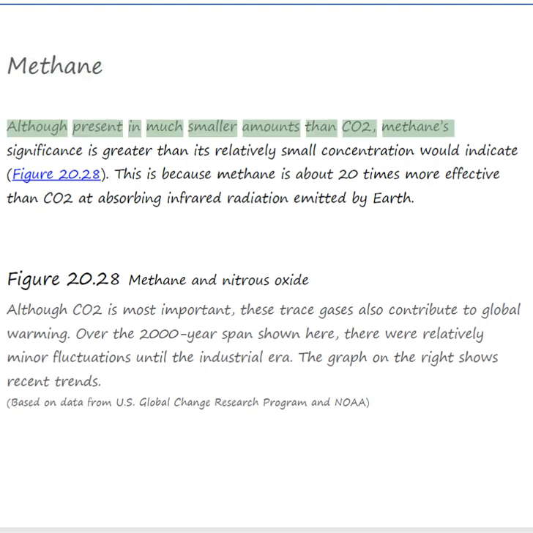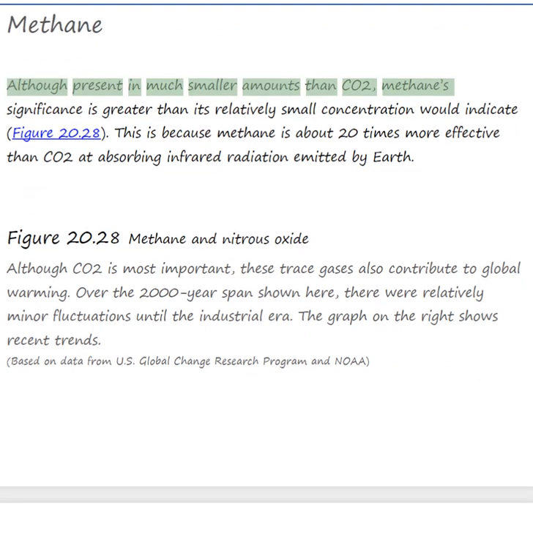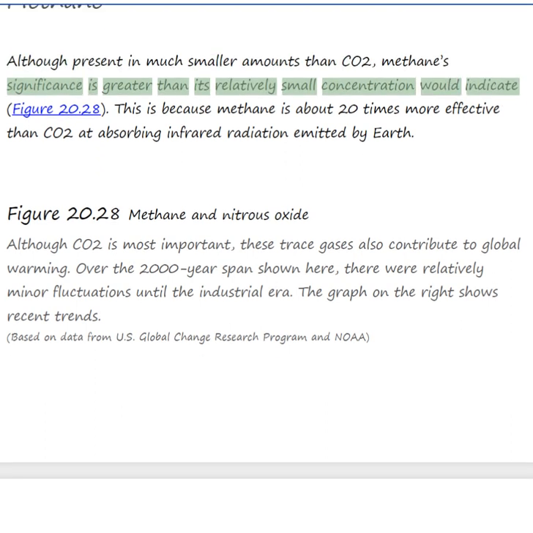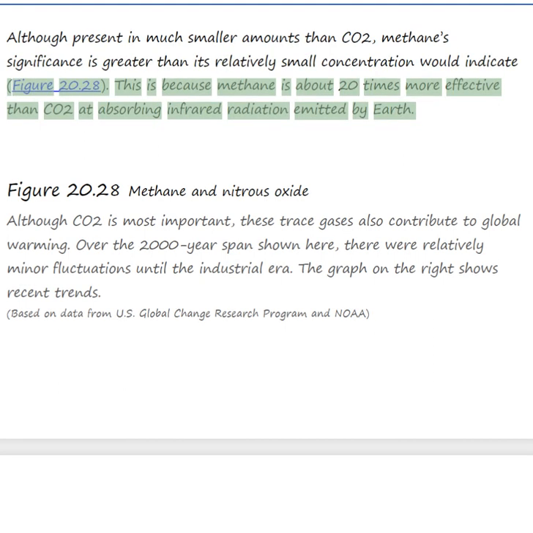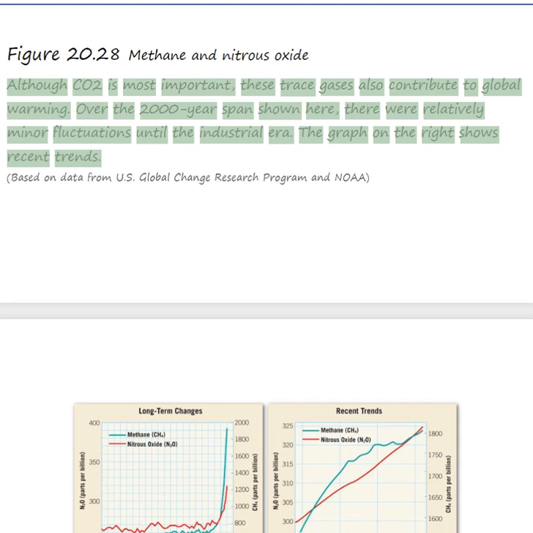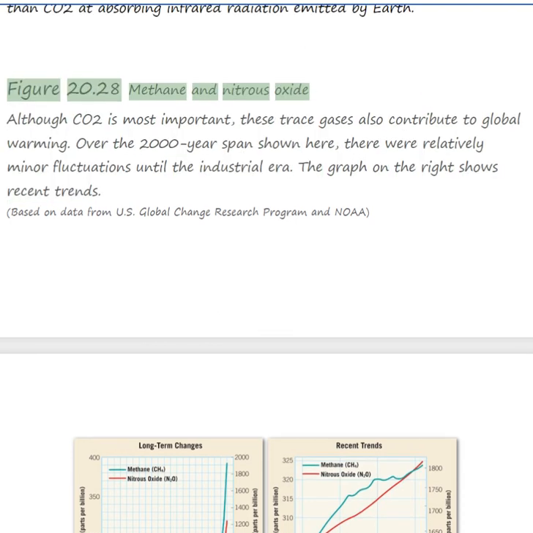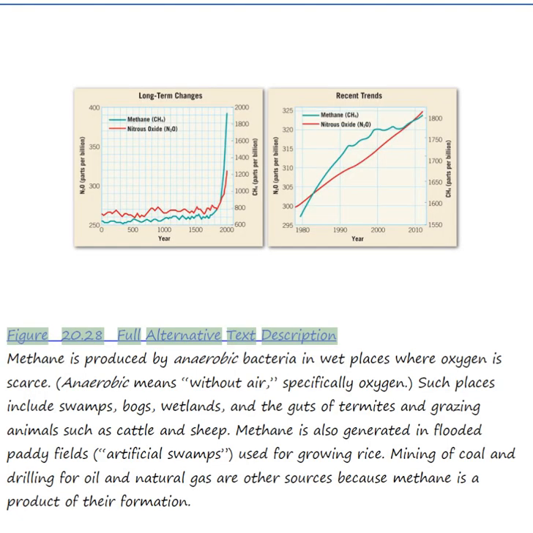Methane. Although present in much smaller amounts than CO2, methane's significance is greater than its relatively small concentration would indicate. This is because methane is about 20 times more effective than CO2 at absorbing infrared radiation emitted by Earth. Although CO2 is most important, these trace gases also contribute to global warming. Over the 2,000-year span shown here, there were relatively minor fluctuations until the industrial era. The graph on the right shows recent trends. Figure 20.28 Methane and nitrous oxide.